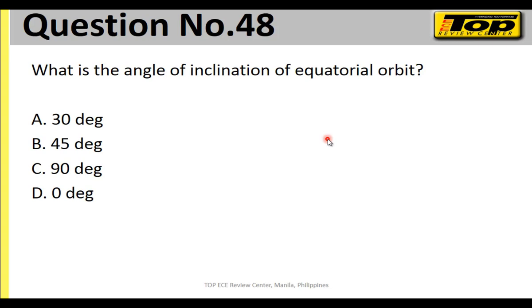Next question, number 48. What is the angle of inclination of an equatorial orbit? Pag sinabi nating equatorial orbit, the satellite is orbiting right above the equator. Okay? So, nag-orbit siya sa equator. And the equator is the reference for the angle of inclination. So, therefore, if it's rotating on the reference itself, that will be 0 degrees. For number 48, letter D.